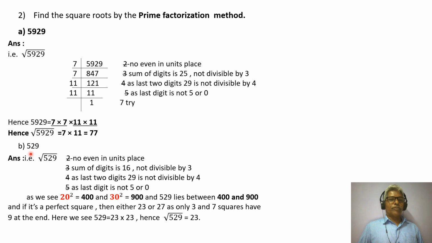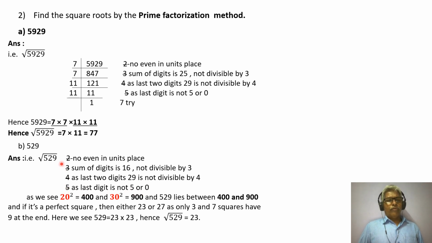Now another problem is 529, the root of 529. We are again factorizing it, but with a little different thinking. It is the same thing, little different thinking, and I will tell you why. Now just see, this cannot be divided by 2 as there is no even number here. The sum of digits is 16, so not by 3, and there is 29 at the end, so not divided by 4. No 0 or 5, so it cannot be divided by 5.